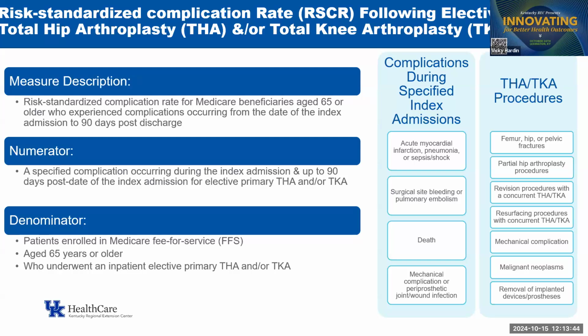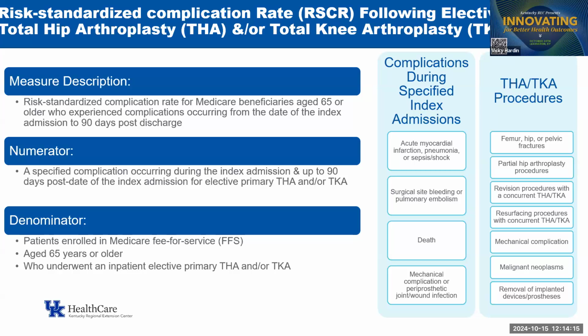So we're going to continue talking about the other 2 measures. The next measure on your screen is complication rate following an elective primary total hip arthroplasty and a total knee arthroplasty. The description for this measure is a complication rate for, of course, your Medicare beneficiaries age 65 or older who have experienced complications occurring from the date of the index admission to the 90 days post-discharge.